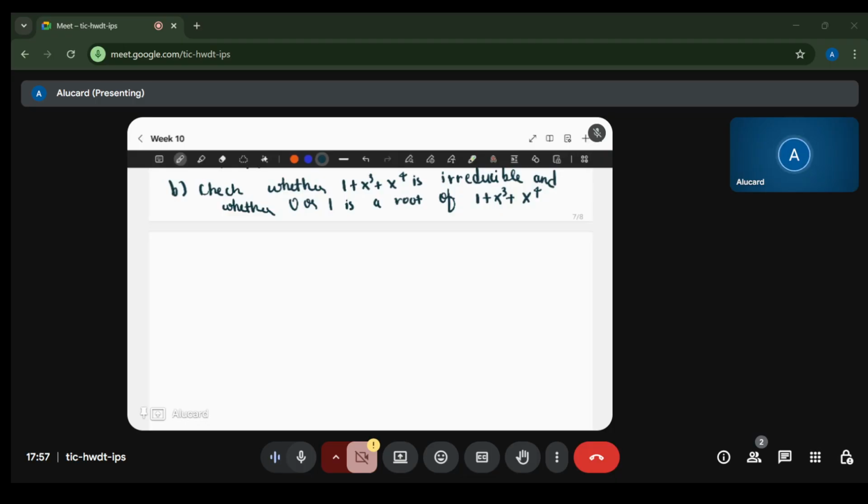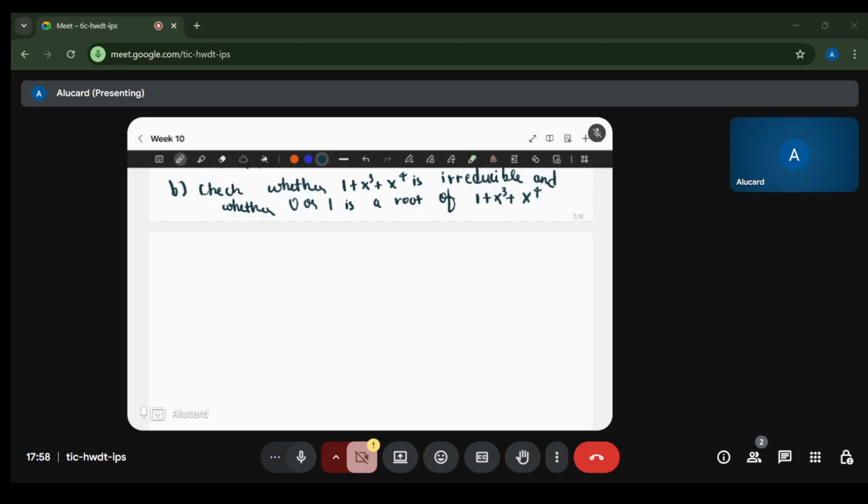And then you have to divide 1 plus x cube plus x power 4 by each of those polynomials and check if any of them divides 1 plus x cube plus x power 4. If none of them divide this, then it's an irreducible polynomial. Otherwise, it's reducible, whichever polynomial divides it. Only thing is, that's very complicated, very time consuming. So sometimes you can use small tricks to check it.